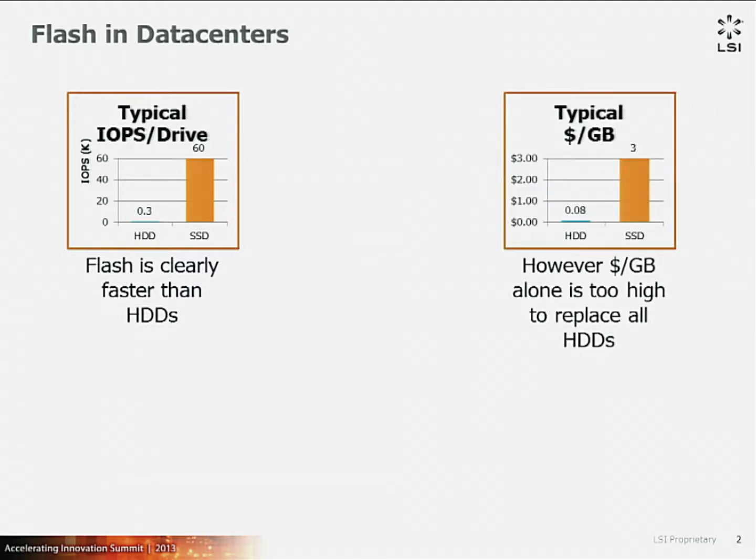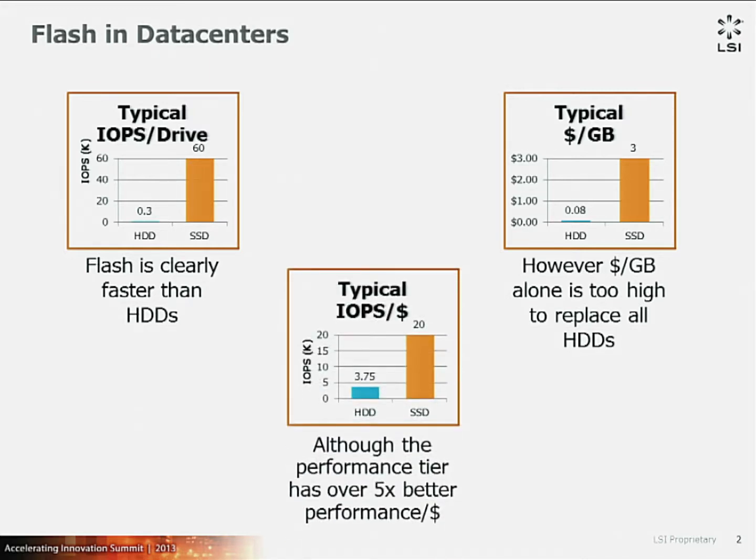Now, why isn't flash in all data centers for all capacities? It's really that cost per gigabyte on its own is still too high to replace all the HDDs with SSDs. And so if you look at the cost, you can see there, the ratio is still pretty big. So you want to dedicate your SSDs to only certain configurations.